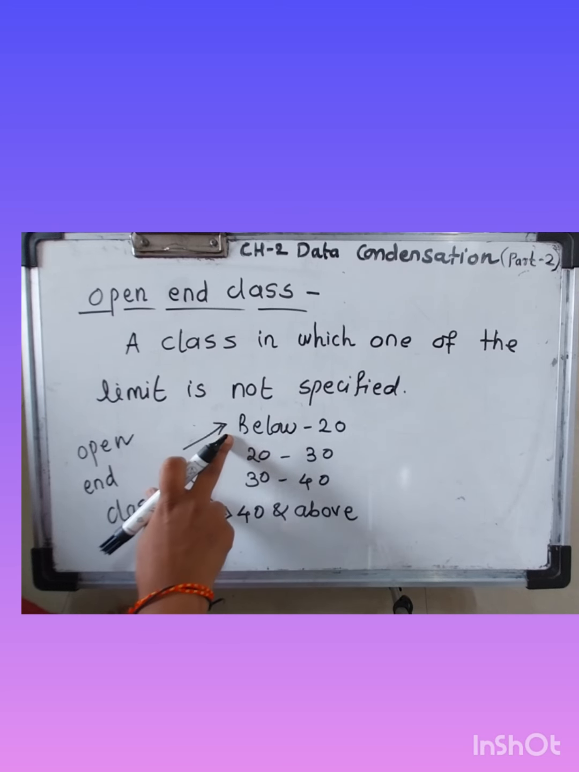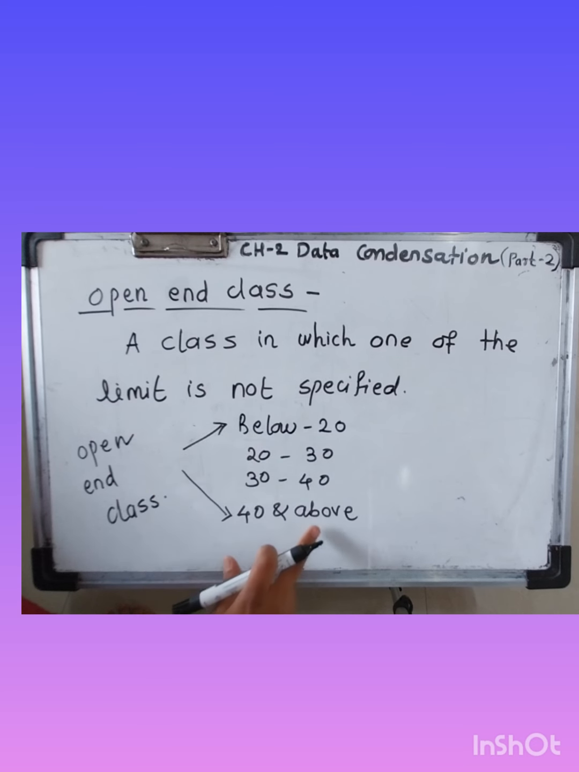Below 20 means lower limit is not specified here. Here upper limit is not specified. We call it an open end class.